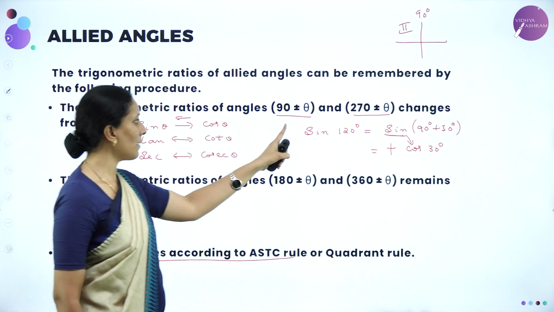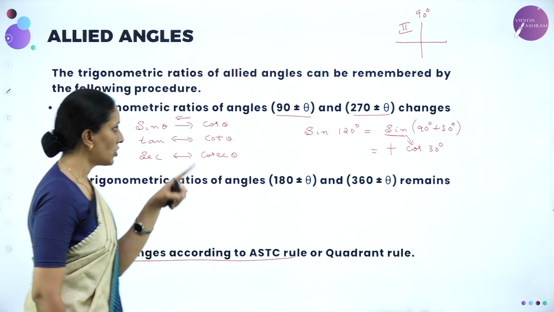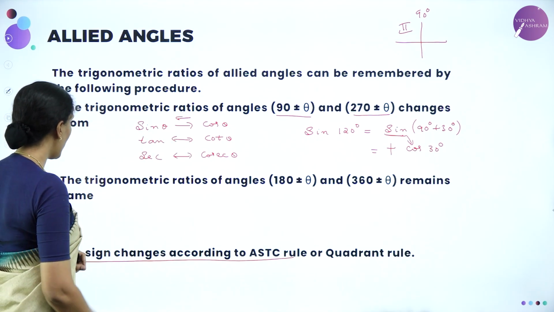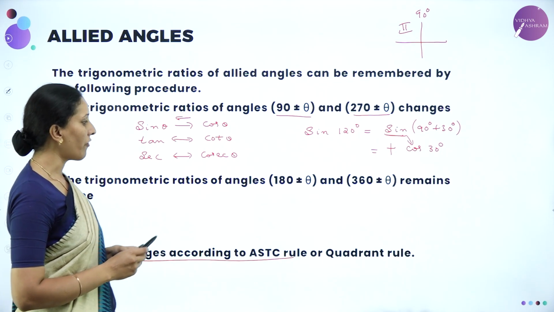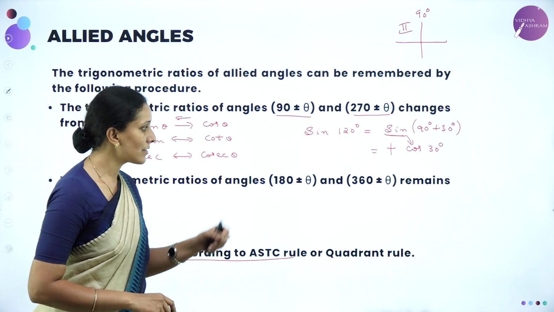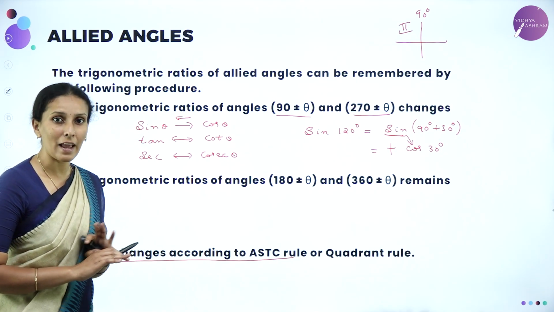Only when 90 plus or minus theta and 270 plus or minus theta does the function change to its co-function. Now the same thing, the trigonometric ratios of angles 180 plus or minus theta or 360 plus or minus theta remain the same. That means they never change.